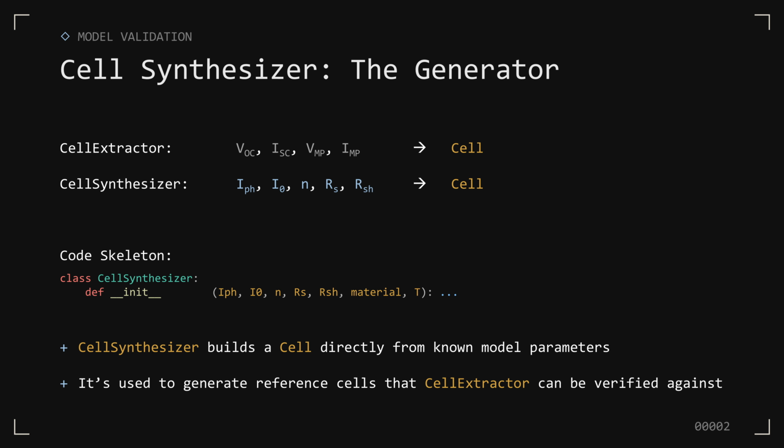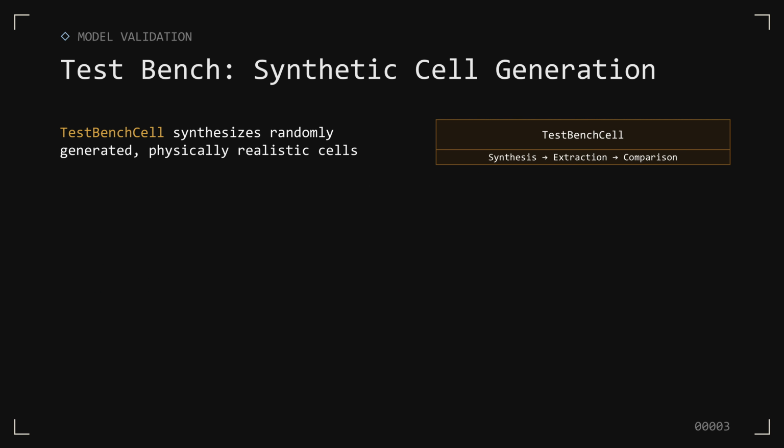The main purpose of the synthesizer is to generate reference cells with known answers that cell extractor can be verified against. TestBench cell runs that verification process. Verifying the extractor takes more than a hand-built example or a few datasheet cells. We need to generate large numbers of synthetic cells to test against. That's not a problem because the extractor and forward model are fast. Running 10,000 cells through the verification process takes about 10 seconds. So volume isn't the constraint.